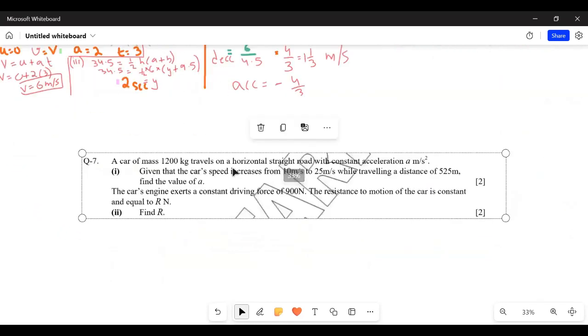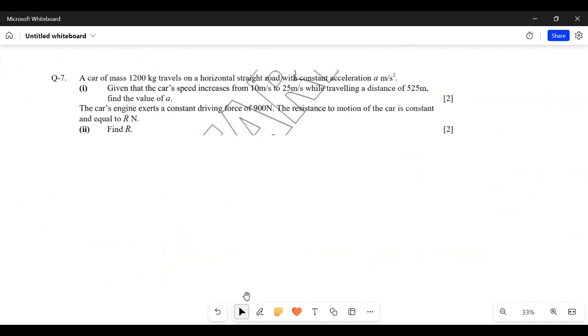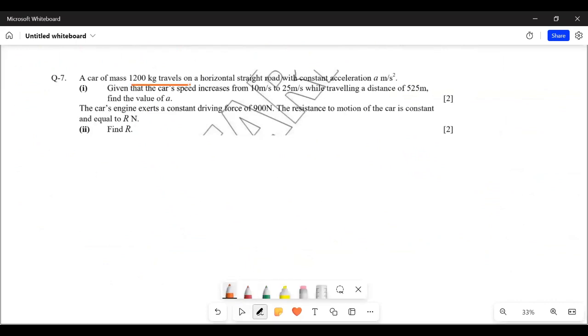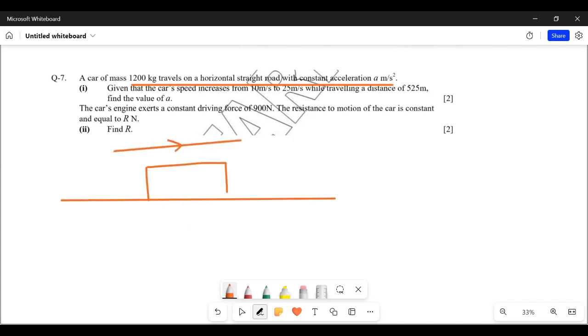ओके, अगला क्वेश्चन करते हैं। A car of mass 1200 kg travels on a horizontal straight road with a constant acceleration a. Okay, so the acceleration is constant. The mass is 1200 kgs. Let me draw the figure. So here's the road, here's the car, and let's say this is the direction. Should be a horizontal direction.